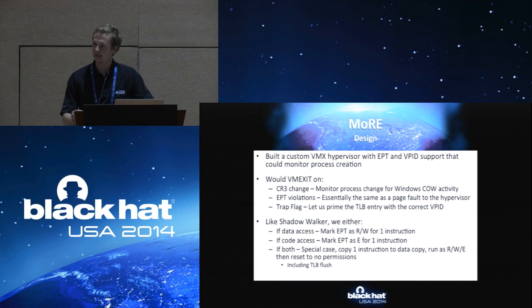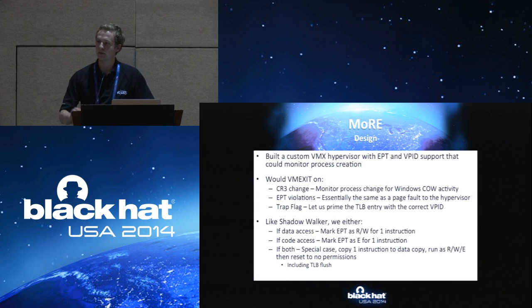Then we would VM exit on either a CR3 change, so we could walk through and look for any Windows copy-on-write activity, or EPT violations and faults, where we'd actually do the real splitting, and then the trap flags that we could presume, single stepping after we prime either the data or the instruction TLB of the guest. So like Shadow Walker, this is very obvious here. Basically, if it's a data fetch, we mark the EPT pages for that page as read-write and allow it for one instruction. If it's a code access, we mark it execute-only for one instruction.